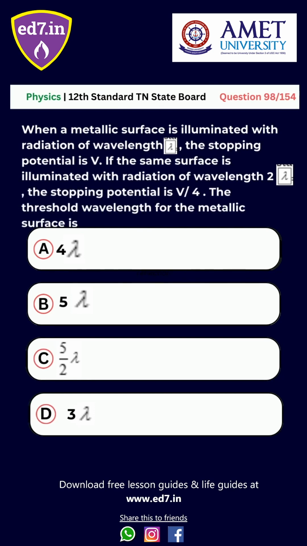Question number 98. When a metallic surface is illuminated with radiation of wavelength lambda, the stopping potential is V, and if the same surface is illuminated with radiation of wavelength 2 lambda, the stopping potential is V by 4. The threshold wavelength for the metallic surface is: option A, 4 lambda; B, 5 lambda; C, 5 by 2 lambda; D, 3 lambda. The right answer is option D, 3 lambda.